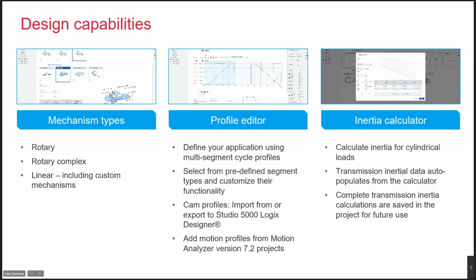Here I'm going to talk about, and when we get into the software, you'll see different type of mechanism types that are available in FTMA. You have rotary, rotary complex, and then linear. That includes also custom type of mechanisms that we'll talk about as far as like a ball screw or a belt drive or rack and pinion that may be available, as well as the linear actuators that Rockwell offers as well. There's also different type of linear actuators, linear motor actuators.